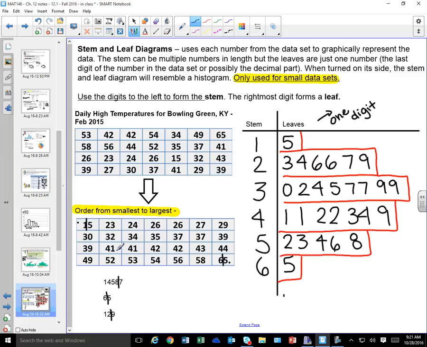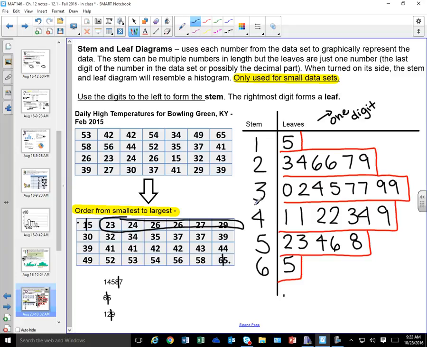Those are all the stems I need for my data. Now I put all the leaves next to their corresponding stem. For the 10s, I only have 15, so 5 is my leaf. For the 20s, all of these are 20s, so I'm going to put all of these in the leaves. I'll have a 2, a 3, a 4, a 6, another 6, a 7, and a 9. When I look at just this 6 here, that corresponds to a day that was 26 degrees. Or this tells me that there were 1, 2, 3, 4, 5, 6 days that had highs in the 20s. So that's how we read it.